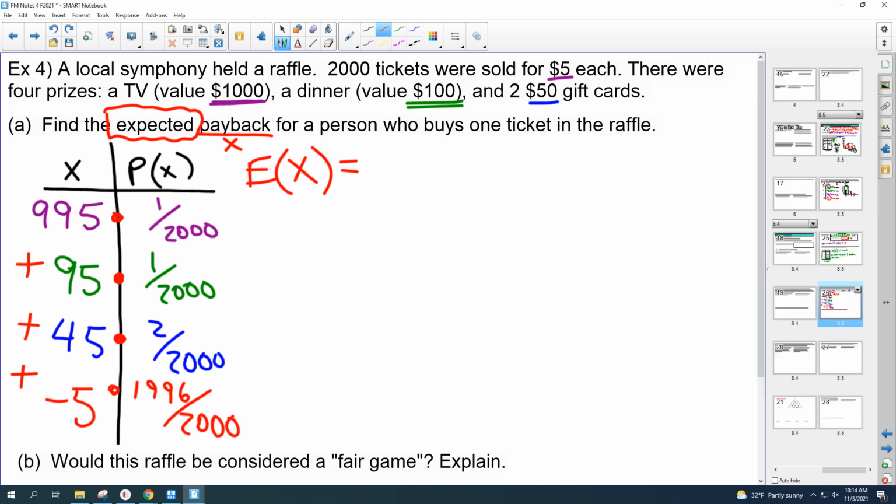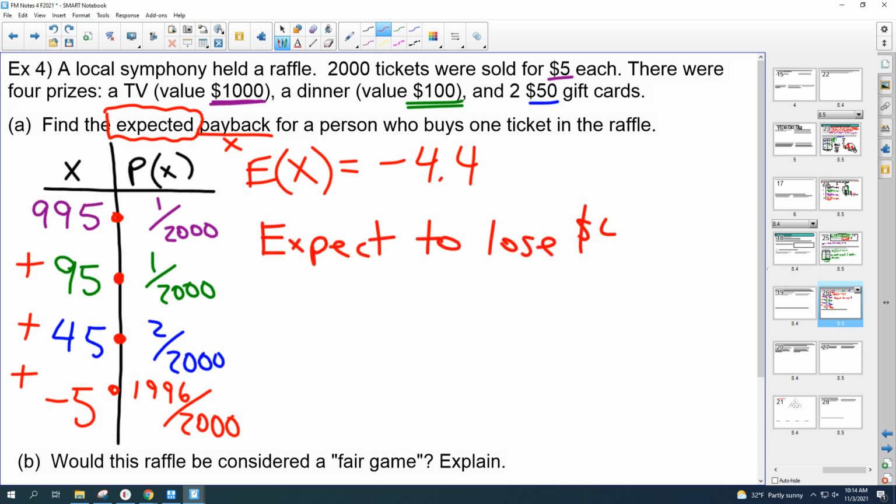All right. So what does that mean? Okay. What does that mean? Well, that means we'd expect to lose, right? I mean, nobody's going to lose $4.40 in this experiment. Okay, so it's kind of like an average. We can't really call it an average because we're not adding up numbers and dividing by the number of numbers. It's not the average, but it feels like we're finding an average. So in the long run, you would expect to lose that much value for every time you play this game.